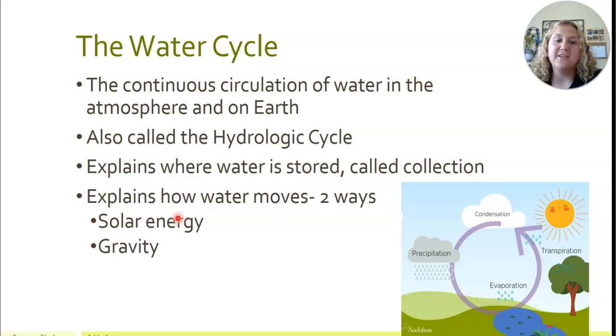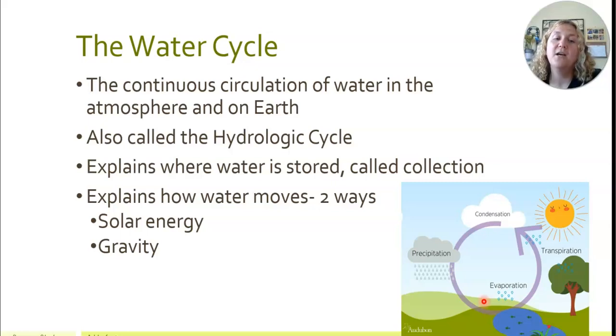Now we can finally move on to talking more in depth about the water cycle. So the water cycle is the continuous circulation of water in the atmosphere. It's also called the hydrologic cycle. It explains where water is stored, and when we have a big area that is stored, that's called a collection location. And the water cycle explains how water moves.